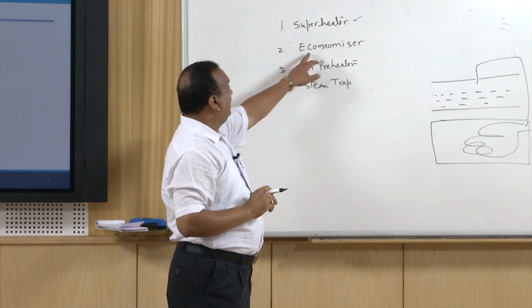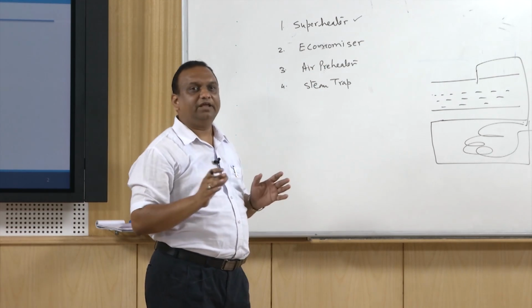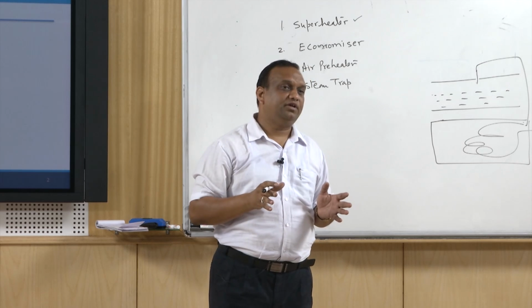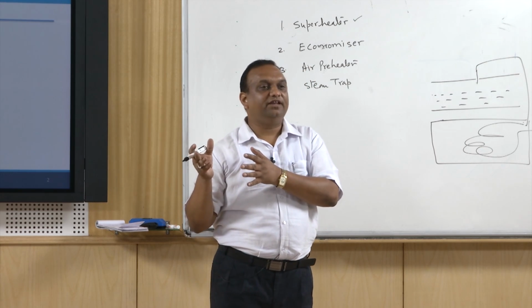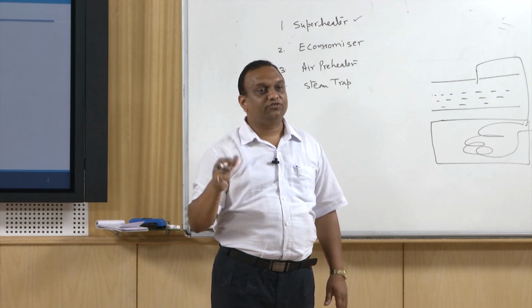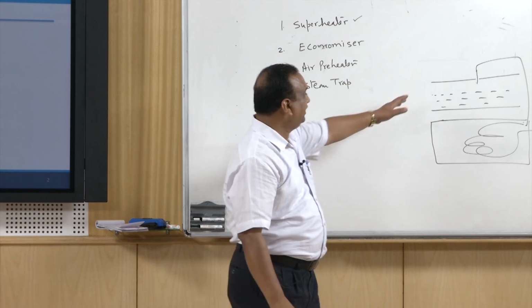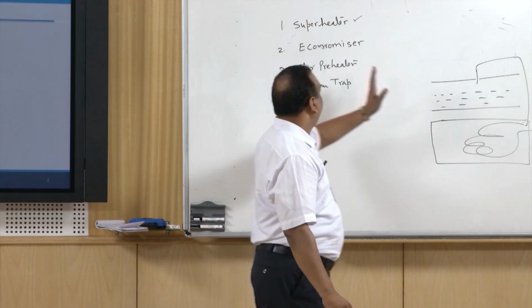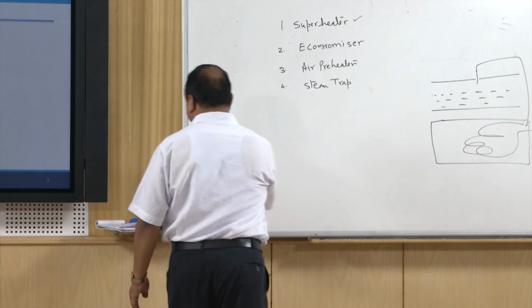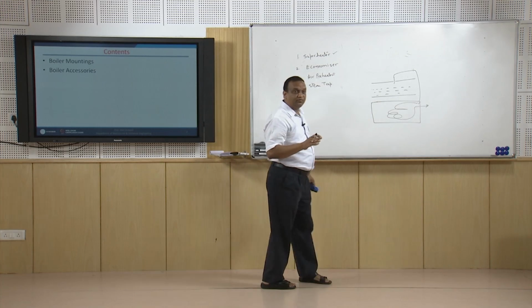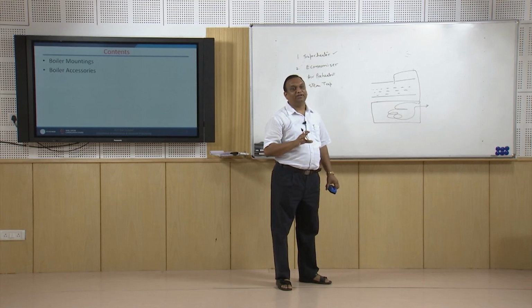Another is the economizer, because in a boiler a lot of heat goes out with the flue gases. So, our objective as engineers is to trap as much heat as possible from the flue gases. So, the superheater is also doing the same job. Now, the same job is done by the economizer. In the economizer, the feed water which is going to the boiler is heated.